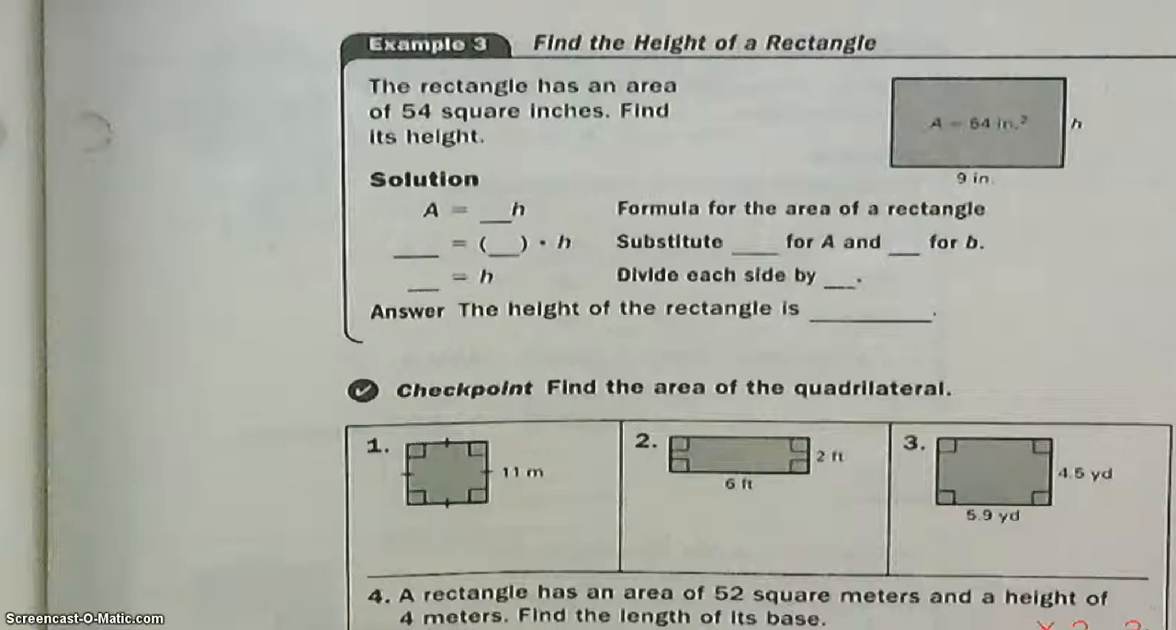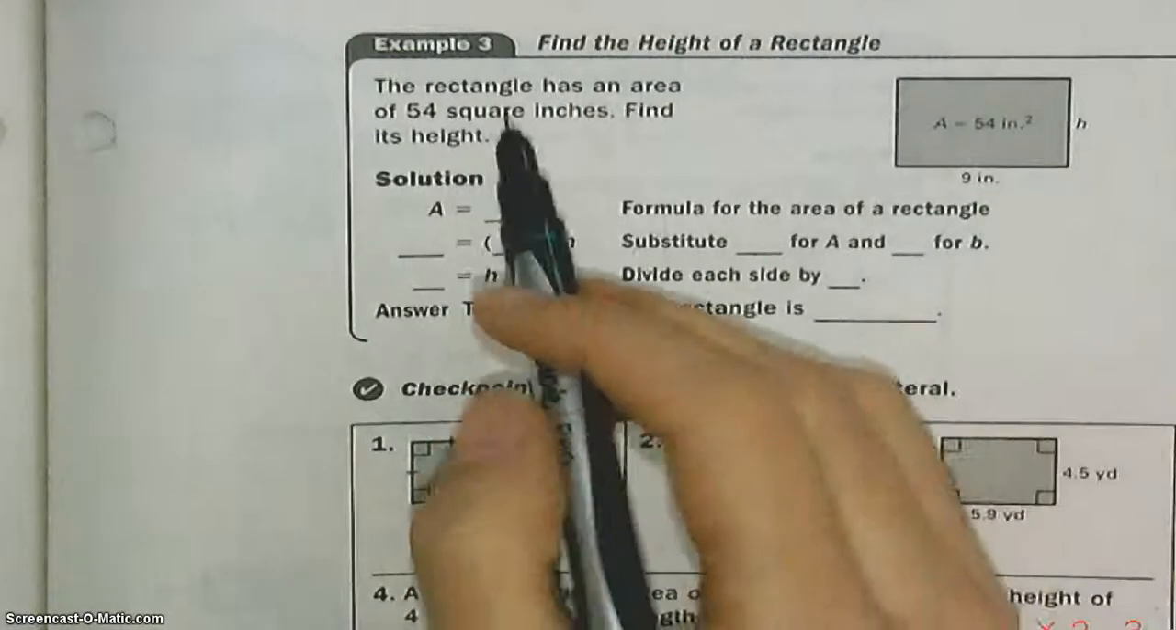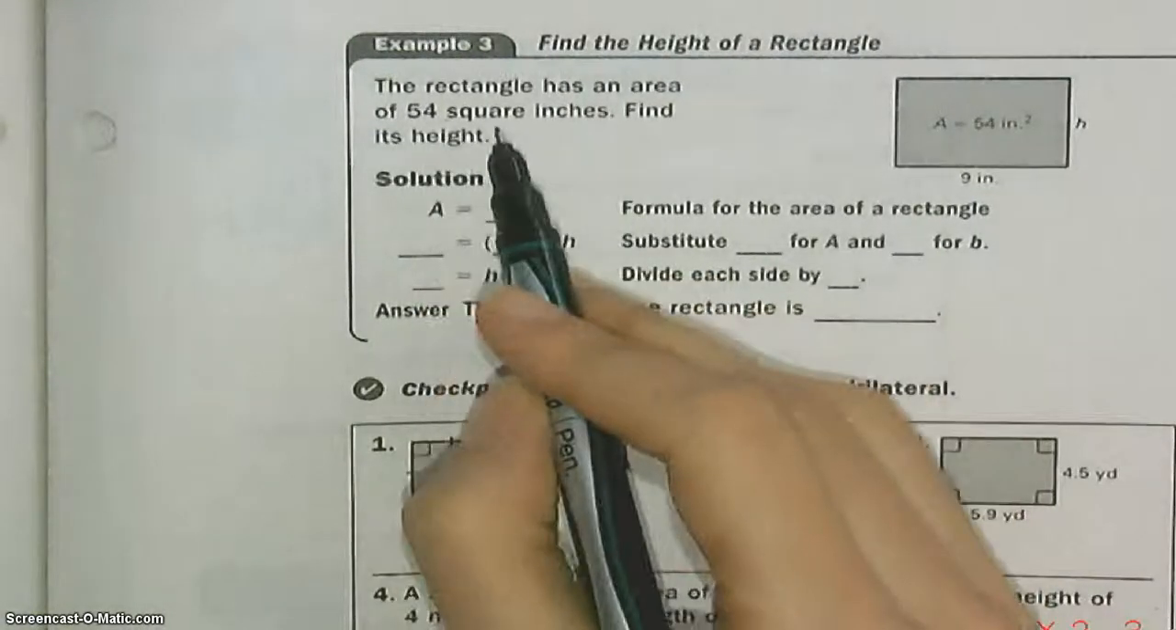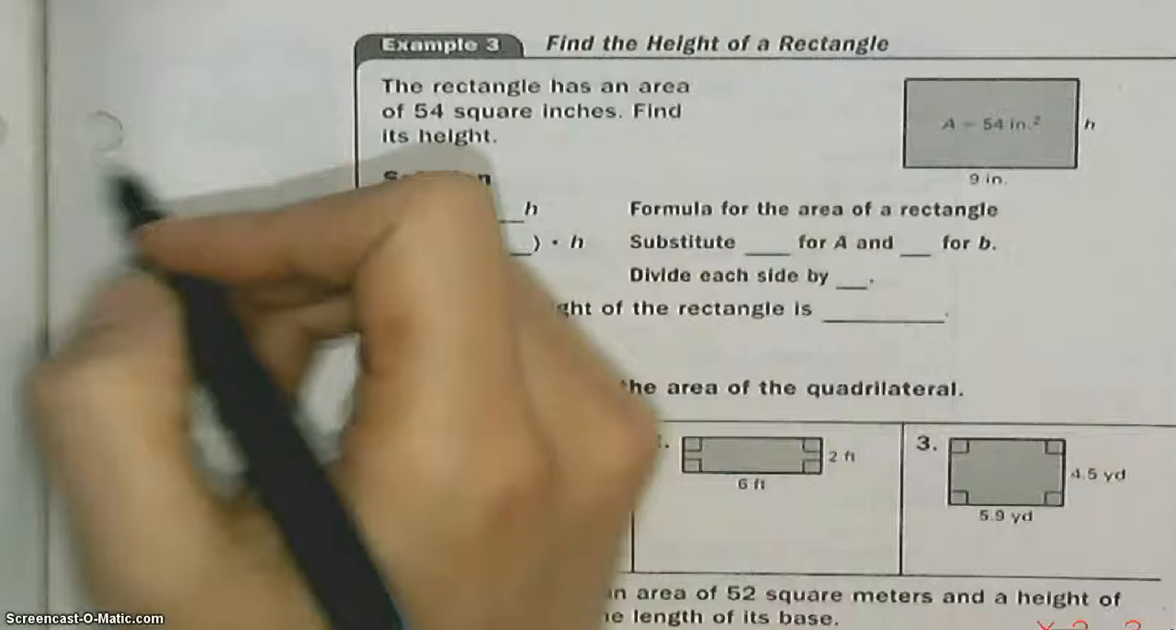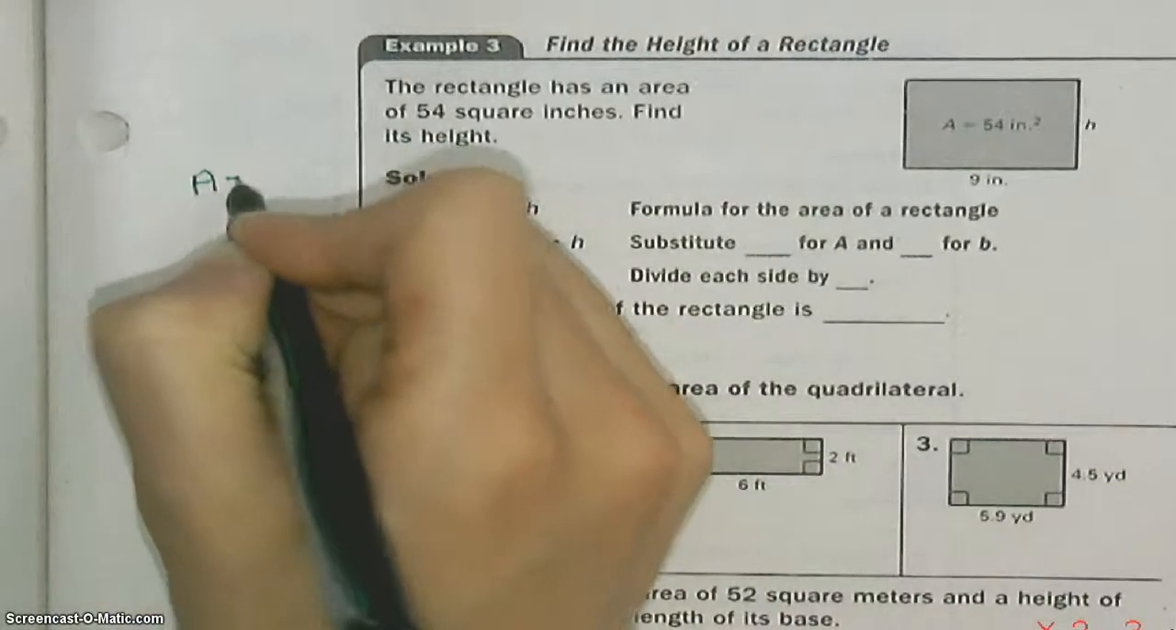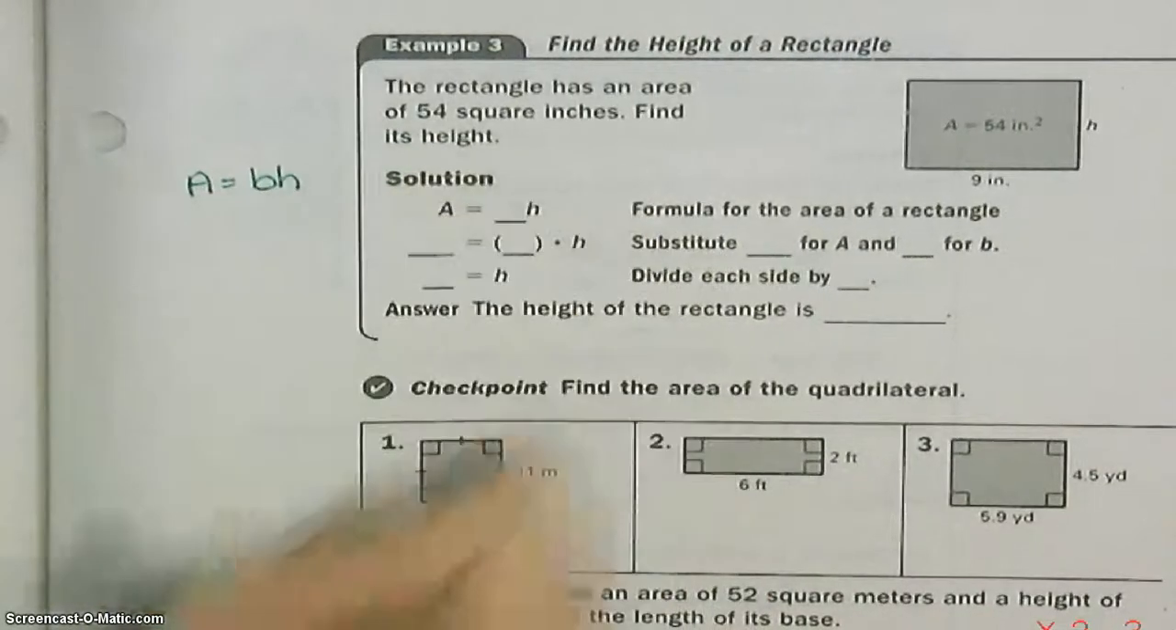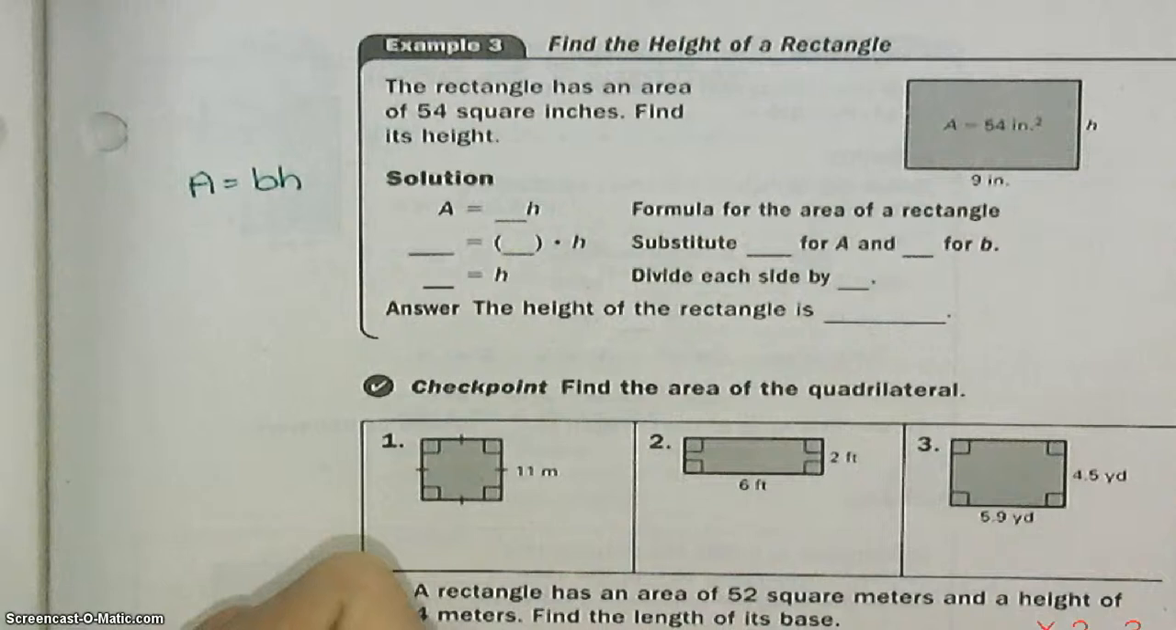Find the height of the rectangle. A rectangle has an area of 54 square inches. Find its height. So the first thing I always do is write my formula down. A equals BH.